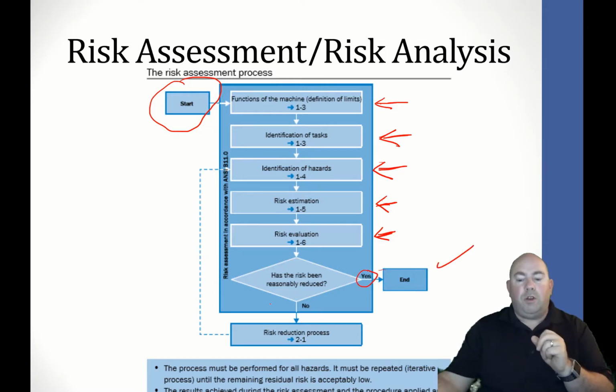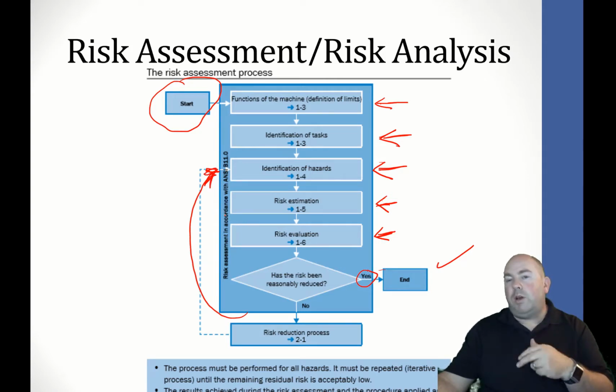If the answer is no, then we basically need to go back and reevaluate. Now that we've put in some measures, let's look at this again and consider what other measures we can put in. We keep going like this in this process until we get to a point where we say, yes, we have reduced all the risks that we can to a reasonable level. This is our risk assessment process.